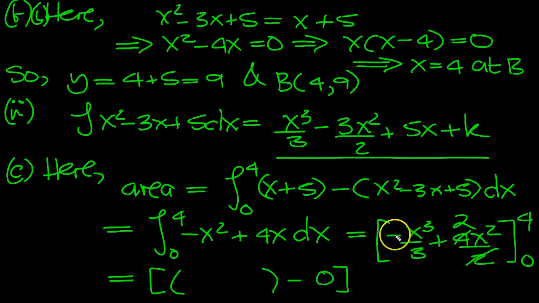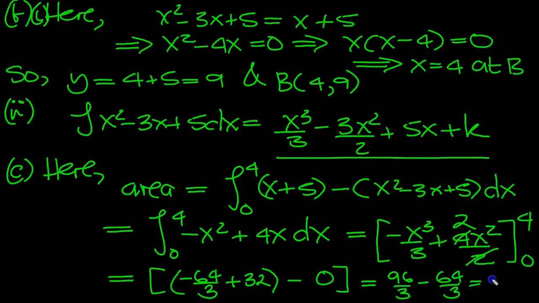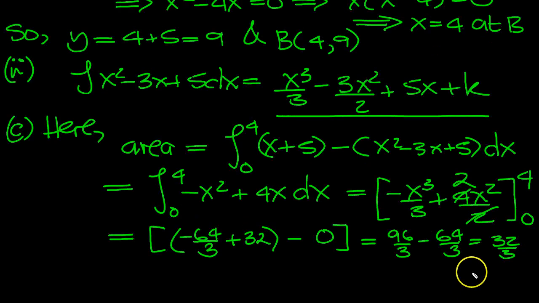Here we got 4 cubed. Minus 4 cubed is minus 64 over 3. And here we've got 2 lots of x squared. x is 4. 4 squared is 16. 2 16s are 32. So in terms of thirds then, we've got 32. Times that by 3, you get 96 over 3 minus 64 over 3, which is equal to 32 over 3. And that would be in units squared, wouldn't it? Because it's a measure of area.